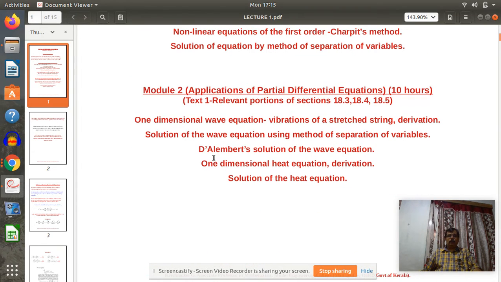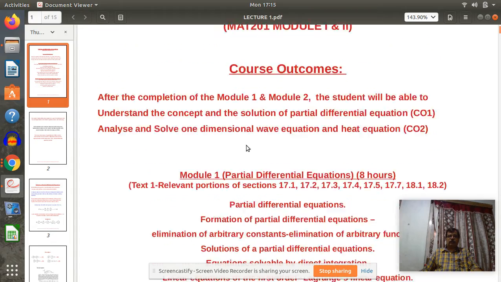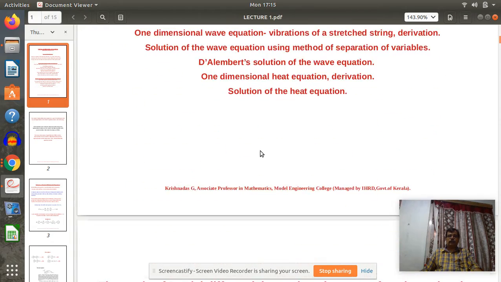Okay, and module 2 deals with the application of partial differential equations. Mainly we have two cases, one-dimensional wave equation and one-dimensional heat equation. Okay, so these are the two modules which deal with the partial differential equation in this paper.